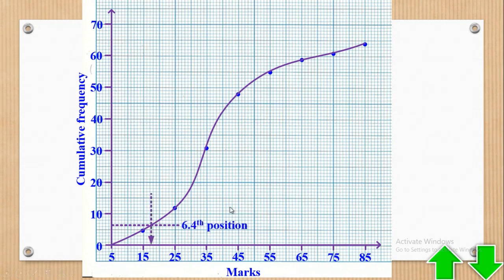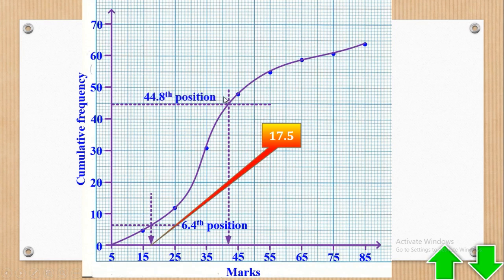So that will be the 64th position, and next we have to read this value, and that value will be 17.5. The next was the 44.8 position. So 44.8, draw a horizontal line to meet the curve, then take a vertical line to meet the horizontal axis, and that will be the 44.8 position. Therefore, next is to read this value, and that value will be 42.